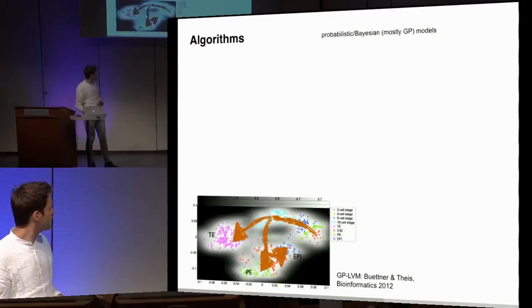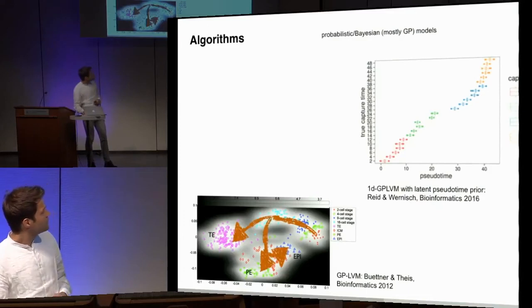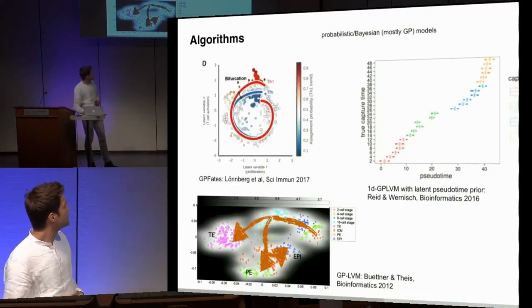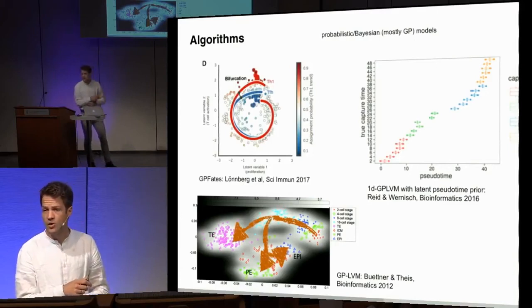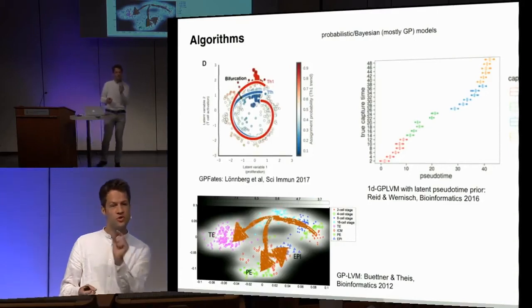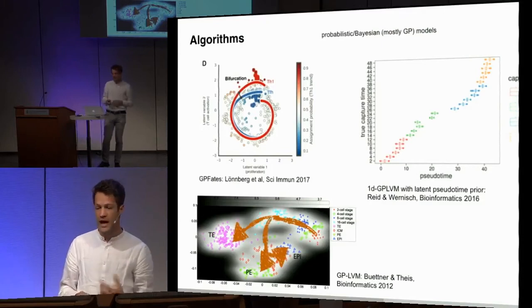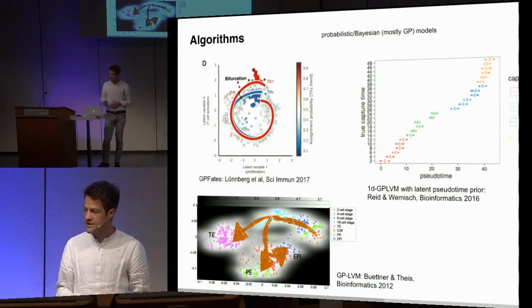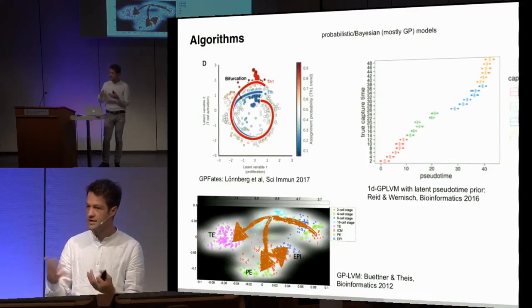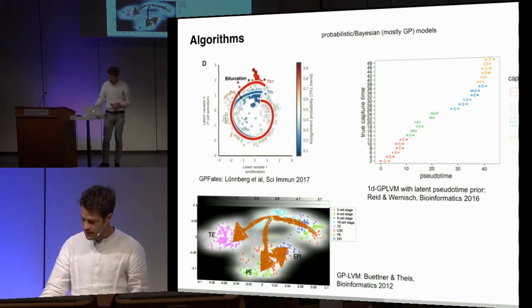There have been a series of early probabilistic models to work this out. I think we started with some type of GPLVM, just visualization. There's a 1D version from Reid and Wernisch, and I think you just saw GPfates from Sarah already in the morning. I kind of like these Bayesian approaches because you could also at the same time quantify the uncertainty of the estimation, which I think for all kinds of downstream analysis would be really nice, at least in a more complete pipeline to take into account.